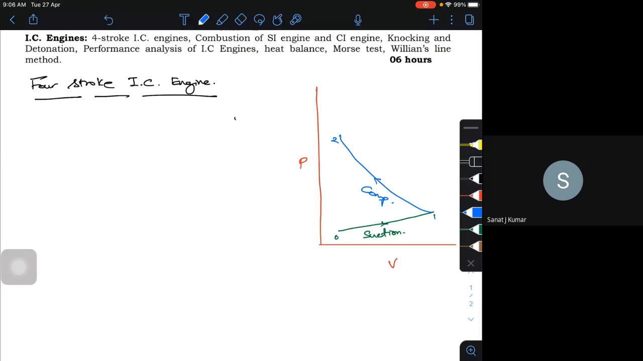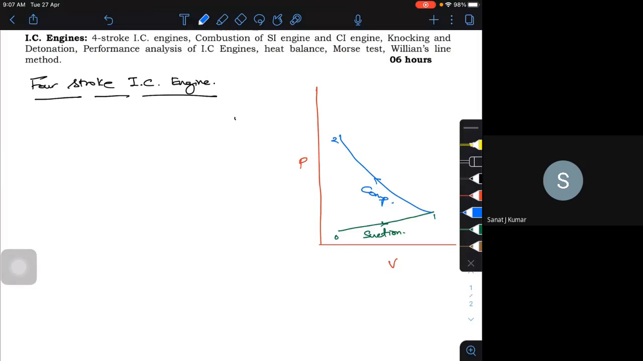But what happens in case of a CI engine? The compression ratio itself is very, very high, up to around 18 to 24. The compression itself is sufficient for the fuel to ignite, so I don't need any external source. In case of an SI engine, I input an air-fuel mixture, which is compressed. But in case of a CI engine, only air is sucked from the atmosphere and it is compressed to a very high pressure.